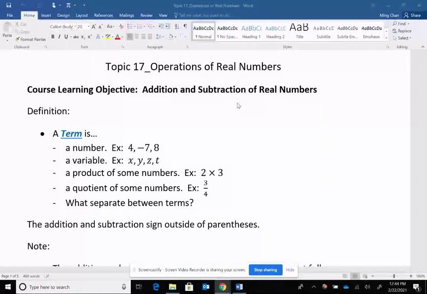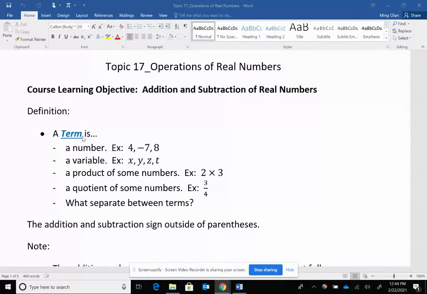Before we talk about how to add and subtract real numbers, I will introduce an algebra word. You're going to hear this word a lot when we begin to talk about algebra materials, especially for students who need to take Math 108. This word is talked about a lot. So, what is a term? If you can understand this concept, then algebra gets a lot easier.